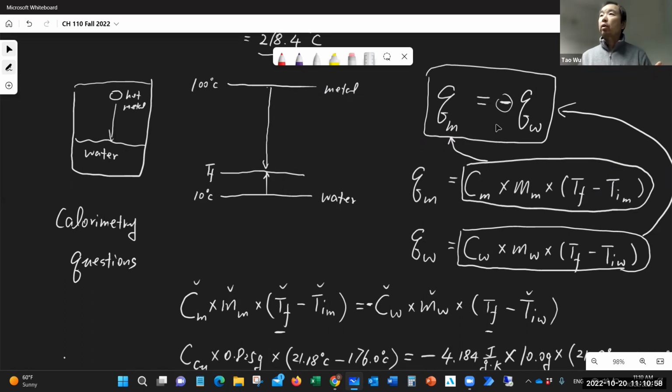And we talked about that it really doesn't matter where you put the sign. Either you put the negative sign on the heat of metal or you put it on the heat of water. That really doesn't matter, okay? What matters is that the heat of metal and the heat of water should have a negative sign in between, because one is gaining heat and one is losing heat, okay?